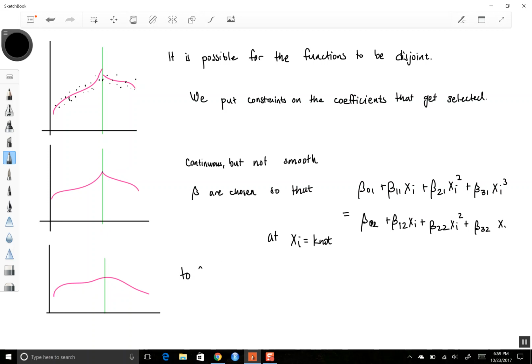And to force smoothness, we force that the first and second derivatives are equal also at the knot.